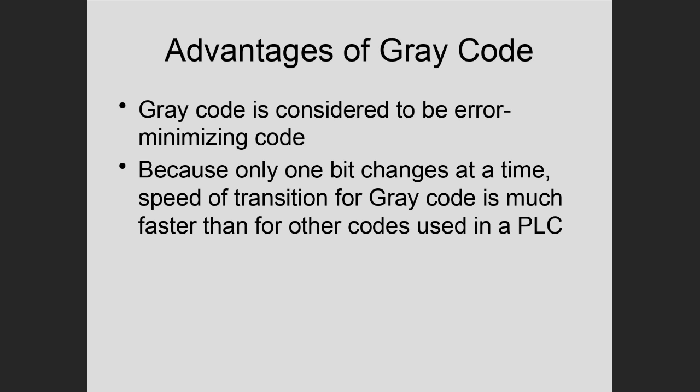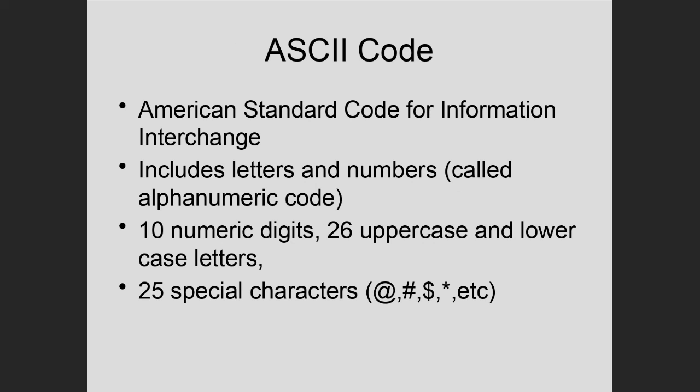Now, there's one more code. We talked about BCD, binary coded decimal. We talked about Gray code. Gray code is an error minimizing code. There's one more I want to talk about, and it's called ASCII code. You may have heard of ASCII. If you're in computer science, you've probably heard of ASCII code. ASCII stands for American Standard Code for Information Interchange.